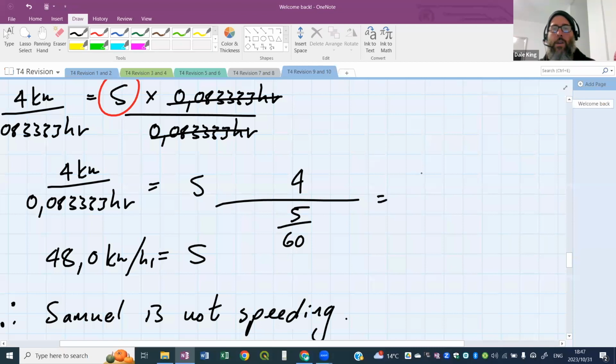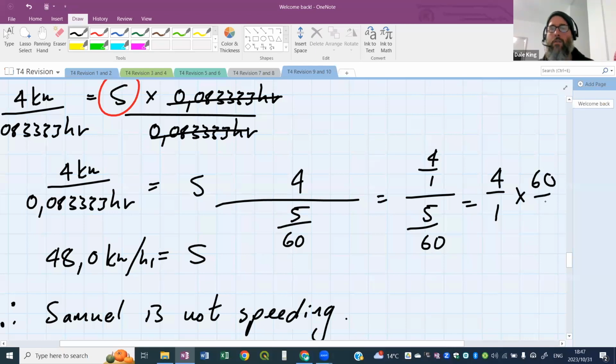So this is the same as 4 over 1 divided by 5 over 60. And that we tip and times, that's 4 over 1 times 60 over 5. And then when you put these two together, it's 4 times 60 over 5, or 4 over 5 times 60. It's the same thing.